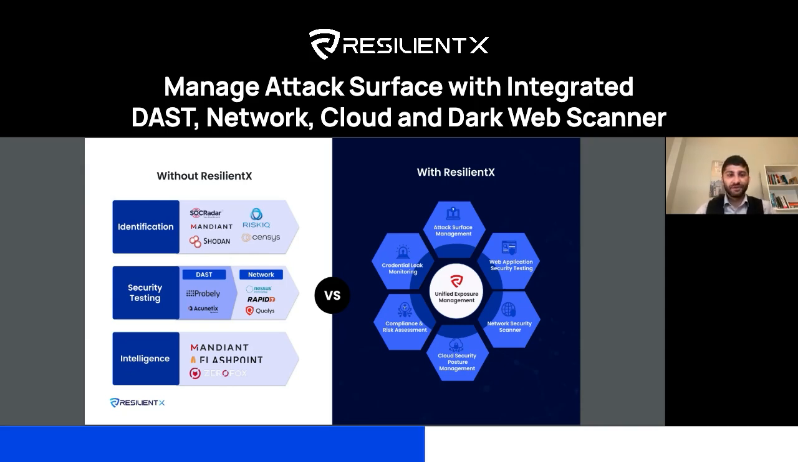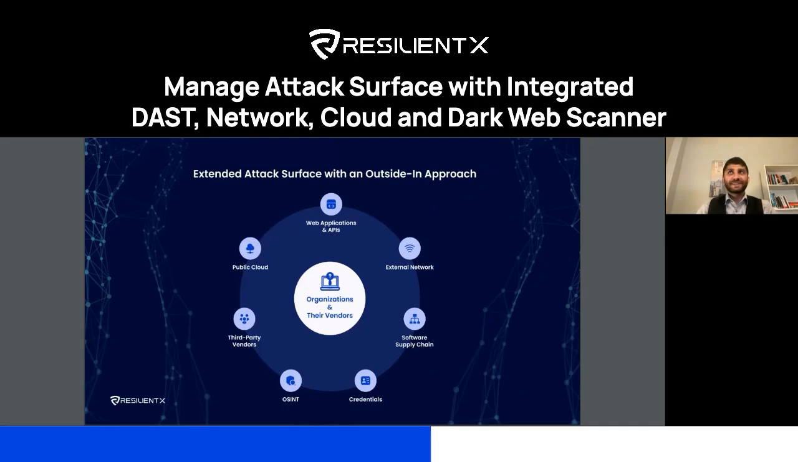It can help give you visibility on your current state, but of course, it can also perform specific activities and duties performed by all those tools mentioned here, or many other tools as well. What we have talked about until here is essentially what we call the extended attack surface. The extended attack surface has different parts and different entities, starting from the attack surface, which combines web applications, public cloud, external network, OSINT, credentials, and very soon we are also going to cover the software supply chain and the third-party vendors.